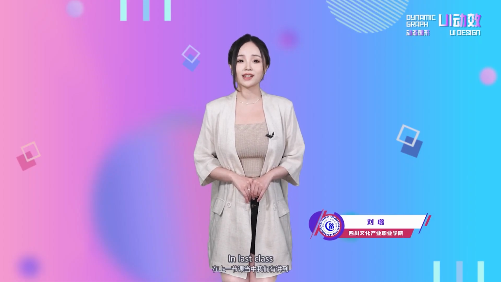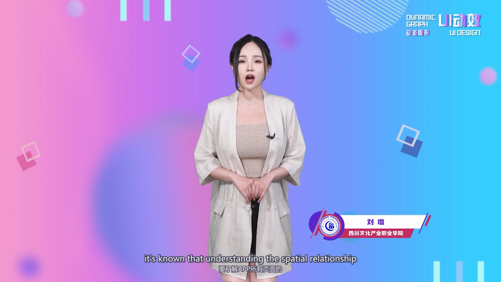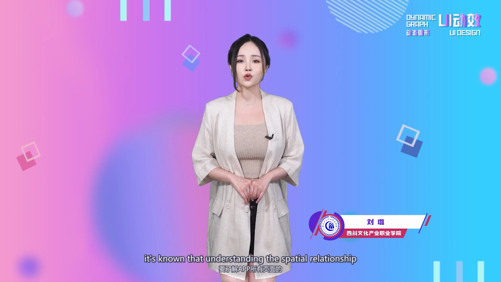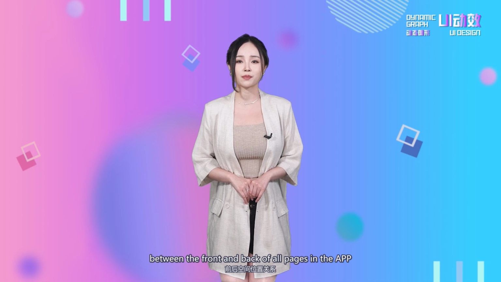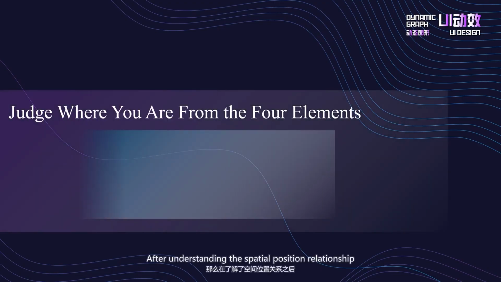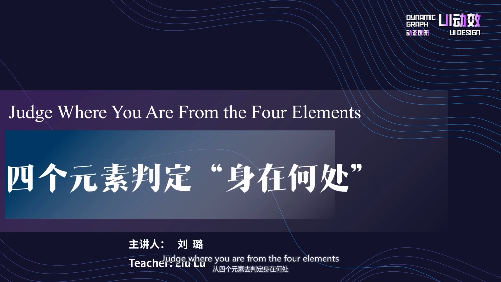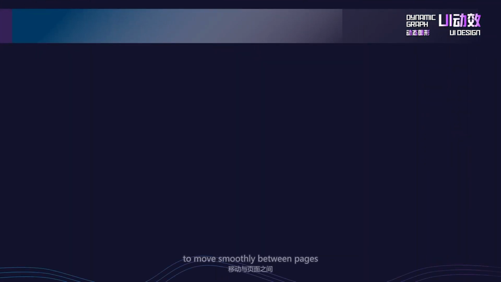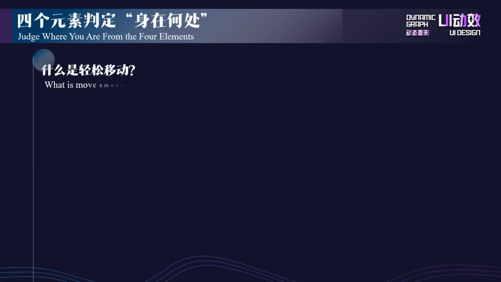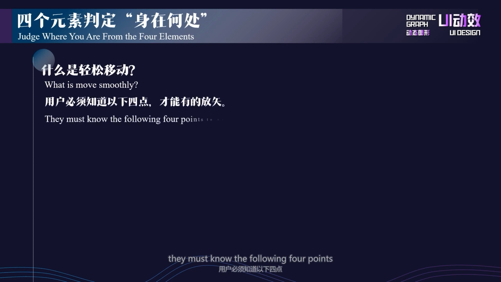Hello everyone. In the last class, we learned about understanding the spatial relationship between the front and back of all pages in the app. After understanding the spatial position relationship, what we need to learn is to judge where you are from the four elements. In order for users to move smoothly between pages, they must know the following 4 points to have a definite object in view.